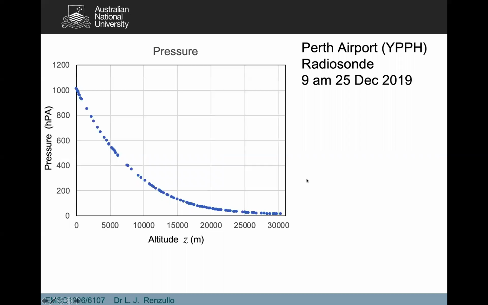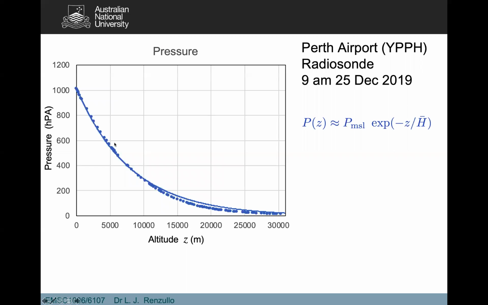Here's an example of the radiosonde measured atmospheric pressure. It's from a radiosonde launched at 9 AM Christmas Day last year from Perth Airport. Now, we can see Perth Airport is located about 20 metres above sea level. And the radiosonde measures pressure from the launch elevation right up to just over 30 kilometres into the atmosphere. So it's a nice smooth decrease with altitude as we expect, and kind of like an exponential decay.